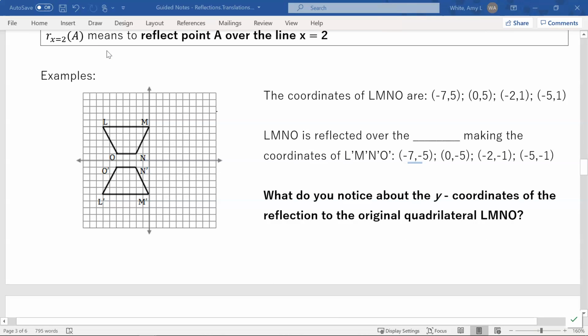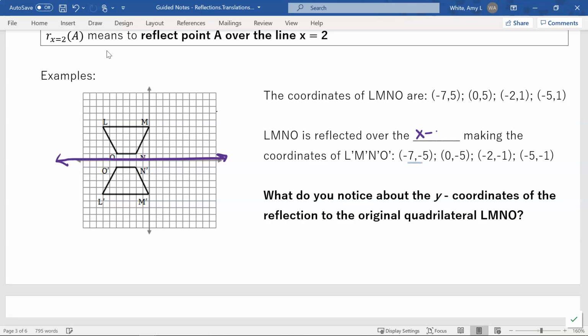In this diagram, we have trapezoid LMNO, and the image of that trapezoid, L prime, M prime, N prime, O prime. And visually, you can see that the trapezoid was reflected over this line. This is my x-axis.